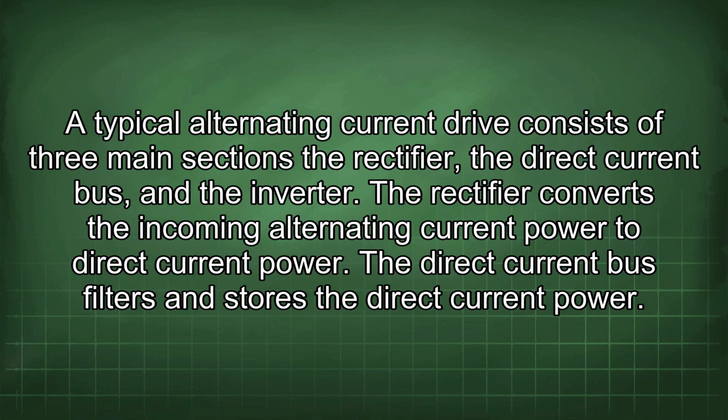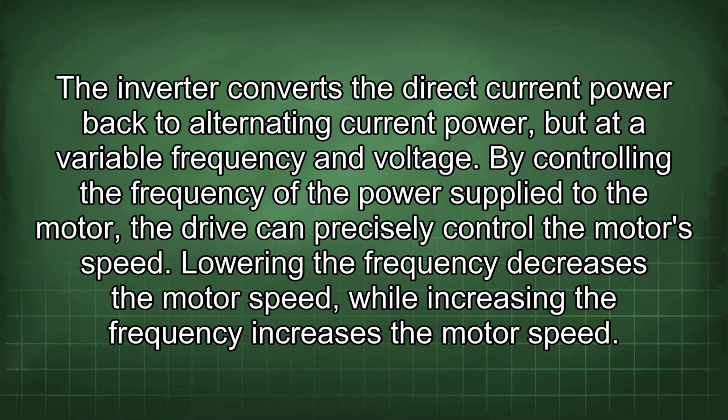The rectifier converts the incoming alternating current power to direct current power. The direct current bus filters and stores the direct current power. The inverter converts the direct current power back to alternating current power, but at a variable frequency and voltage. By controlling the frequency of the power supplied to the motor, the drive can precisely control the motor's speed.